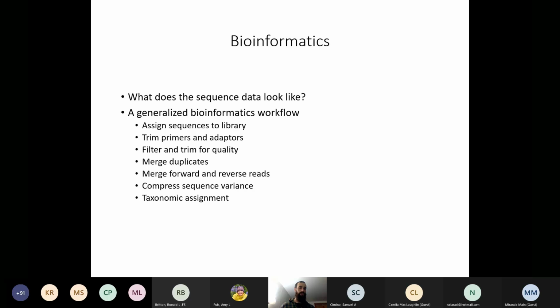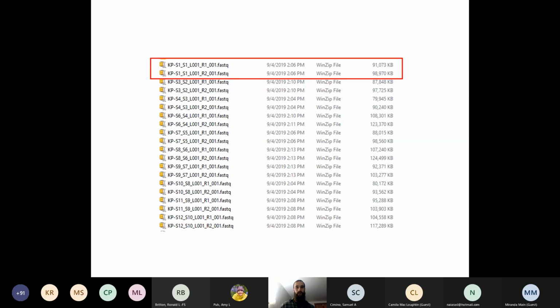And then I'm going to walk through that generalized bioinformatics workflow, which again, I've outlined here with bullet points. All right, so here we have a directory that has some zipped folders with FASTQ files. I've highlighted in red the forward and reverse reads for some paired-end reads of a sample called KP-S1. This is actually not environmental DNA, but Fisher scat, but it's not really important for this demonstration. So we have the name, and then R1 for the forward read and R2 for the reverse read.